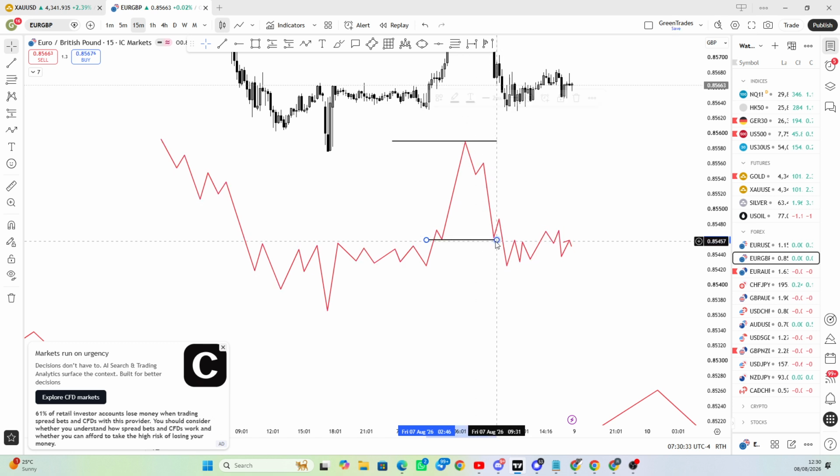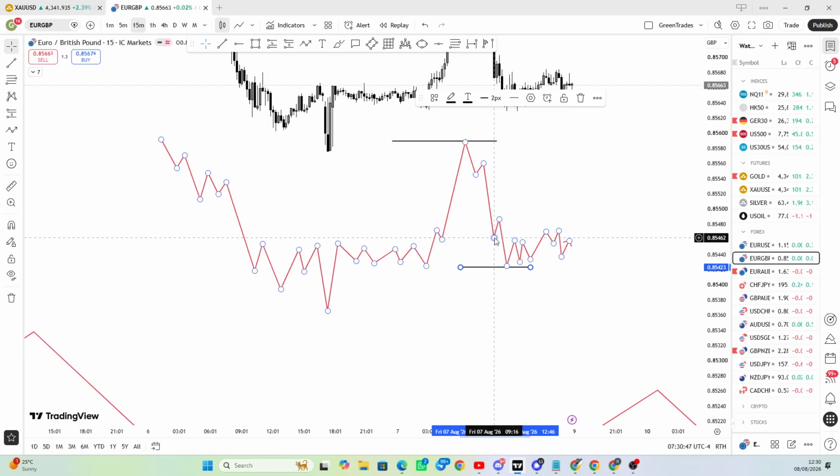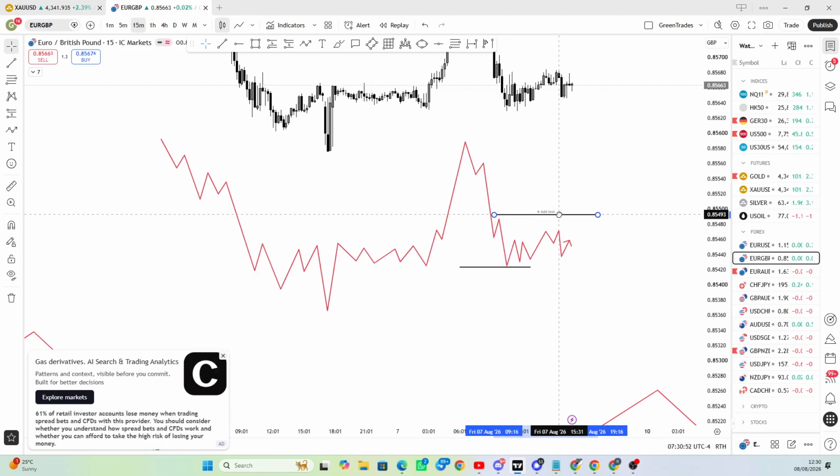So up until this point, it was still bullish until that low here was broken, right? So that low was broken. So when that low was broken, it formed a new low here, right? So this is the new low that was formed because this low has been broken. And where did that low come from? That low came from this point.